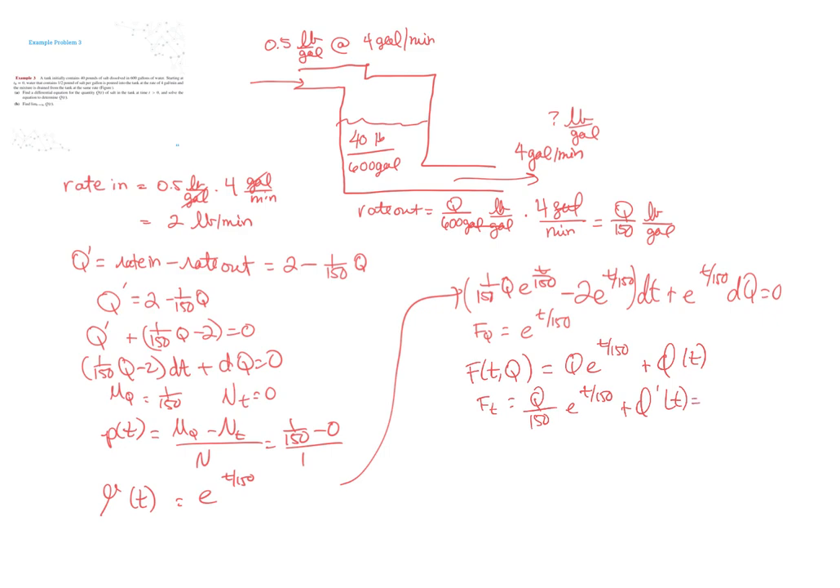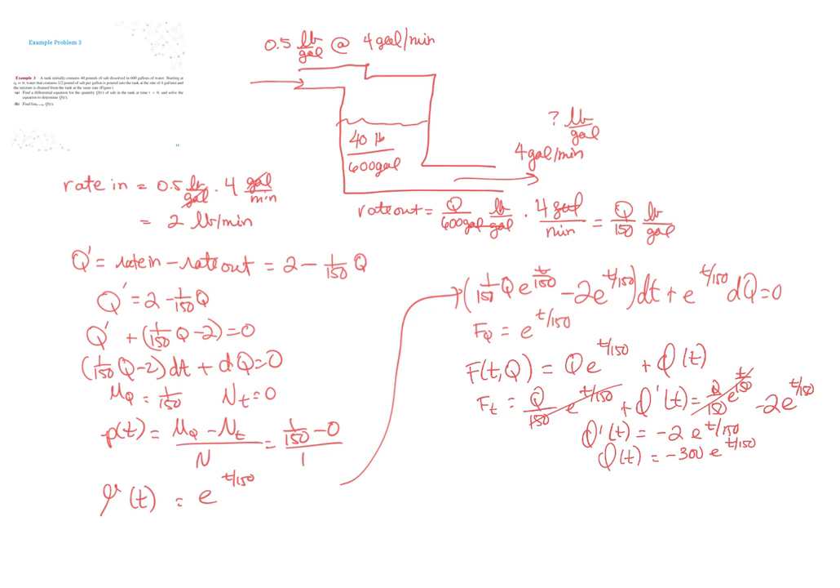And when we set that equal to the mu times M, we end up with 1 over 150 Q, or Q over 150, e to the t over 150, minus 2 e to the t over 150. So those are on both sides, and I'm left with phi prime of t equaling negative 2 e to the t over 150. So that means phi of t came from negative 300 e to the t over 150.